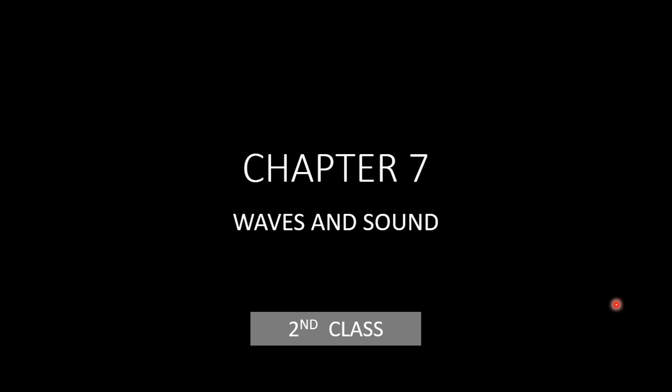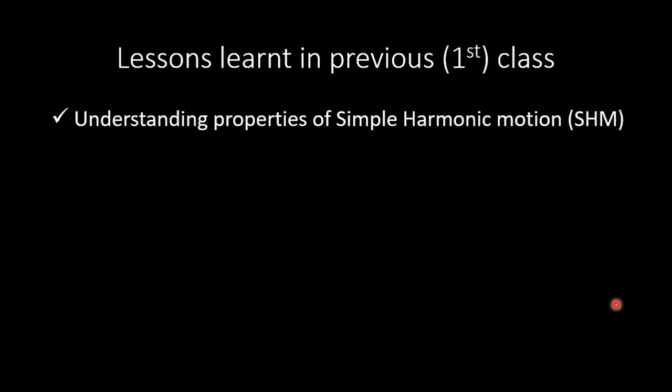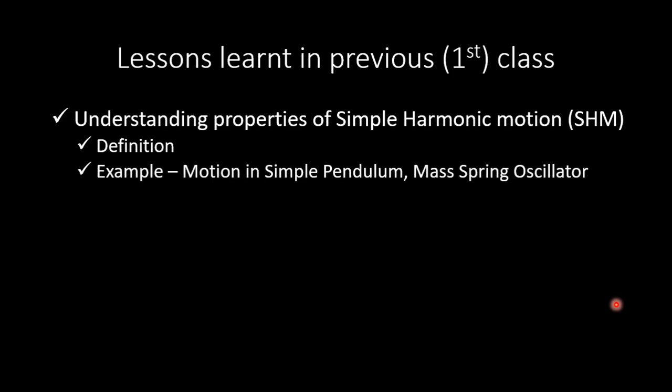Today we are discussing chapter 7, waves and sound. Today is the second class on the chapter. In the previous first class, we discussed the concept of simple harmonic motion. At first, we provided a simple definition, then we provided an advanced definition. As examples of simple harmonic motion, we can name the simple pendulum or the mass spring oscillator.